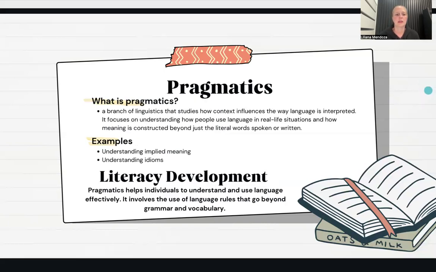And lastly, we have pragmatics, which is a branch of linguistics that studies how context influences the way language is interpreted. It focuses on understanding how people use language in real life situations and how meaning is conveyed beyond just the literal words spoken or written. Some examples include understanding implied meaning and understanding idioms. The way that pragmatics applies to literacy development is that it helps individuals to understand and use language effectively. It involves the use of language rules that go beyond grammar and vocabulary.